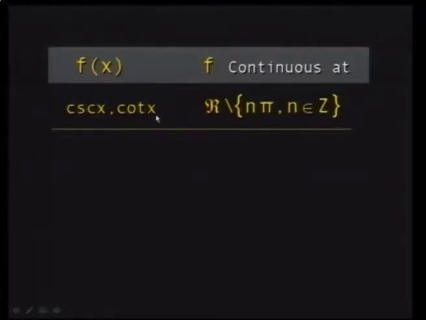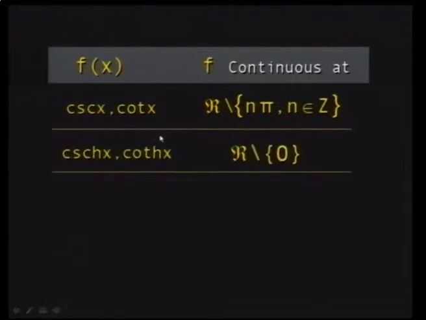Again, the cosecant and the cotangent, we would not see them often in economics, but it's worth listing them here and seeing the points of discontinuity.